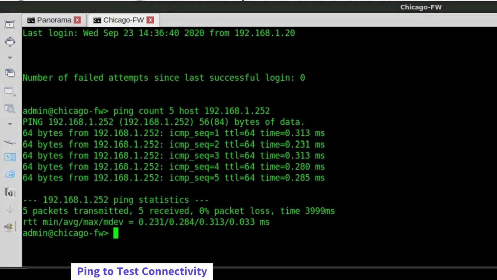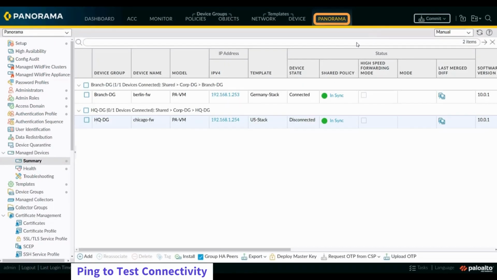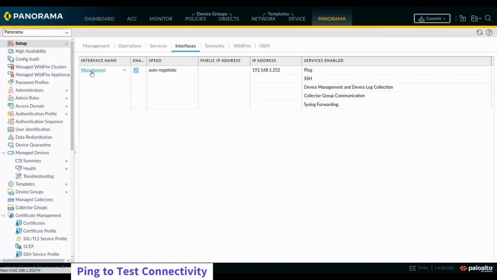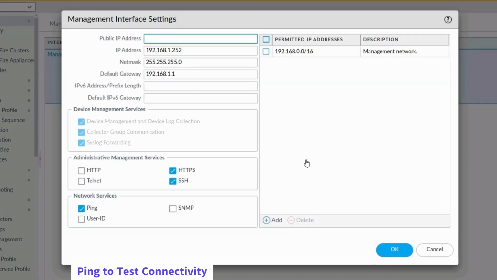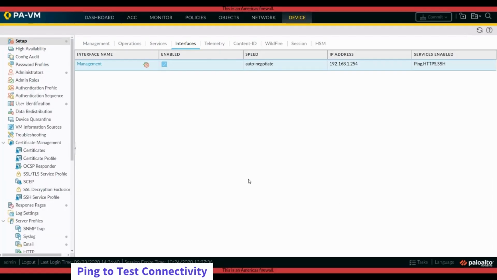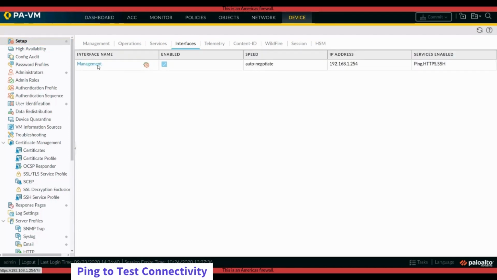One thing to note is that you need to make sure that the ping service is enabled on the management interface for both Panorama and the firewall. In Panorama, under Panorama, Setup, Interfaces, edit the management interface entry and make sure ping is enabled under the network services. On a firewall, under Device, Setup, Interfaces, edit the management interface entry and make sure ping is enabled under network services on the firewall.